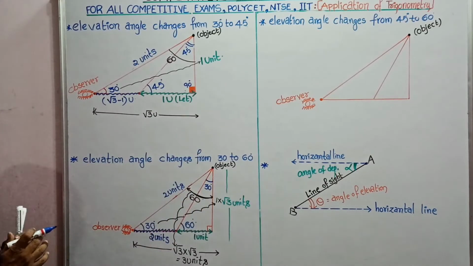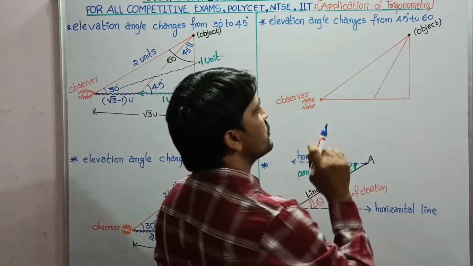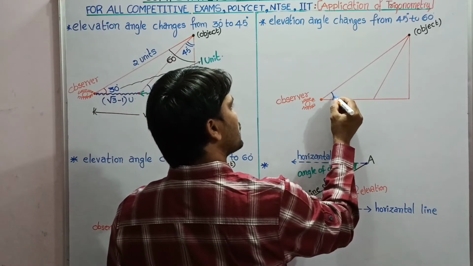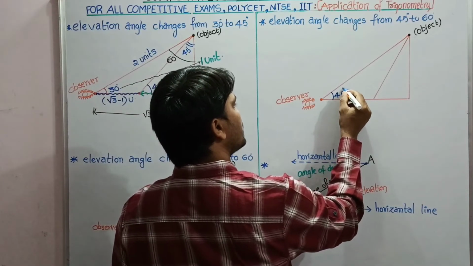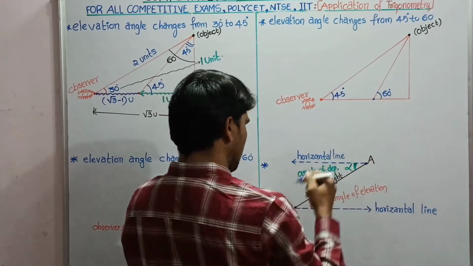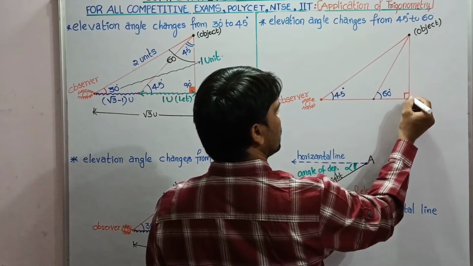So this is the second case. Consider now the third case, when the angle of elevation changes from 45 to 60. First of all, the angle of elevation is 45 degrees. Then this angle of elevation changes to 60 degrees after some time. And this is a right angle triangle.